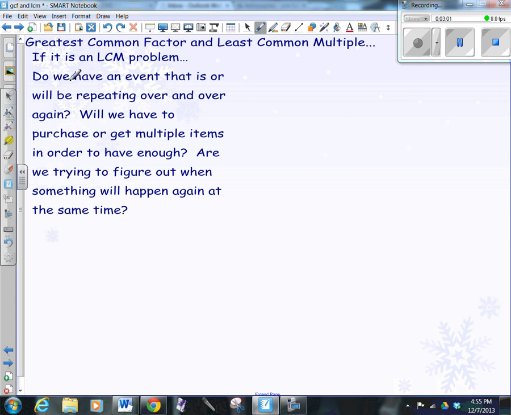Okay, and then the second question is an LCM question. So with LCM, you have to figure out, is it going to happen again and again and again? Are we going to have to get multiple items? Are we trying to figure out if something will happen at the same time? So multiples are the multiples of the number, like 5, 10, 15, 20.